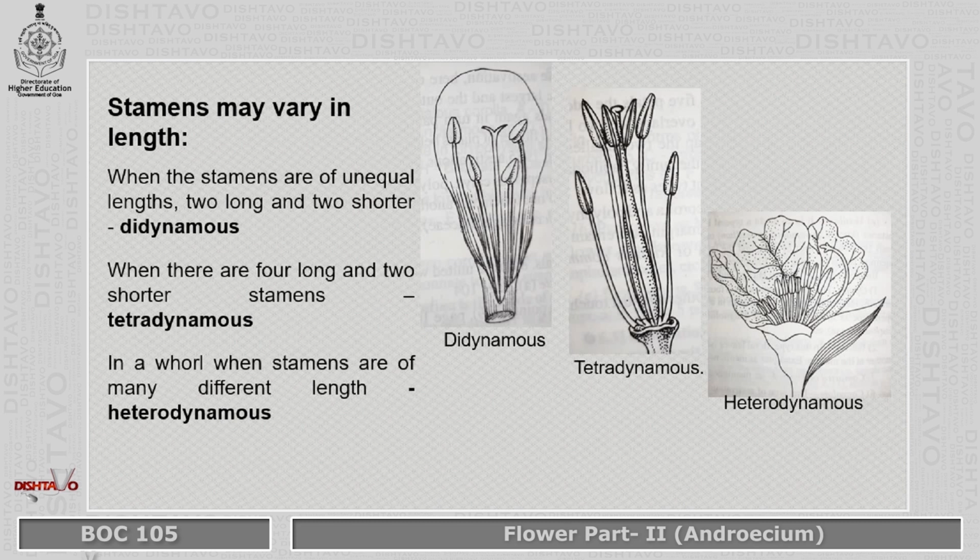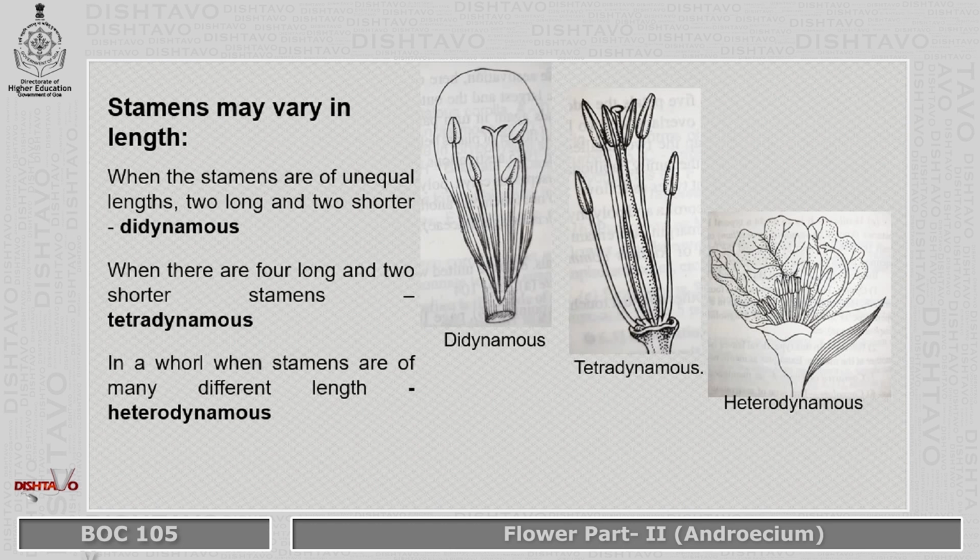Another morphological feature in stamens is that stamens may vary in their length. All the stamen filaments may not be of the same length. So based on the length of the stamen filament, stamens can be classified as didynamous when the stamens are unequal in length, and two are long and two are short. Stamens may be called tetradynamous when there are four long stamens and two short stamens. In some flowers, they may be heterodynamous, which means there will be many stamens which are variable in length.